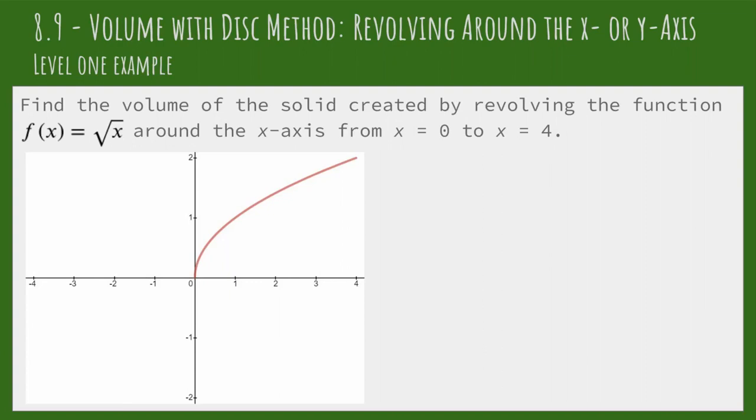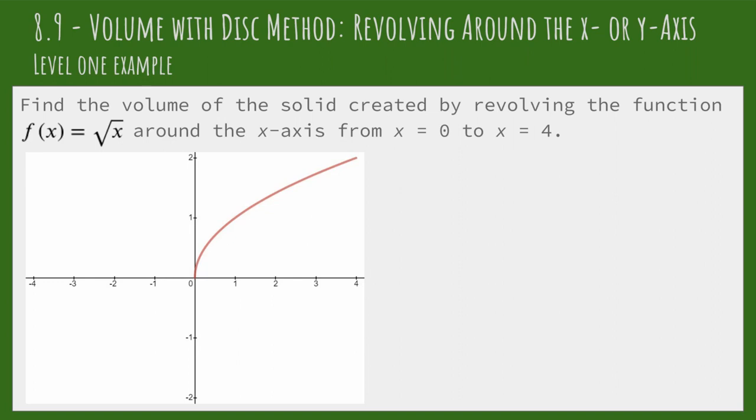Hello, Mr. Butts here. I want to take a look at a couple examples where we're finding volumes of solids of revolution using the disk method. So the idea here is we're taking a function and we're going to revolve it around an axis, and that's going to give us some solid, and we want to find the volume of that solid.